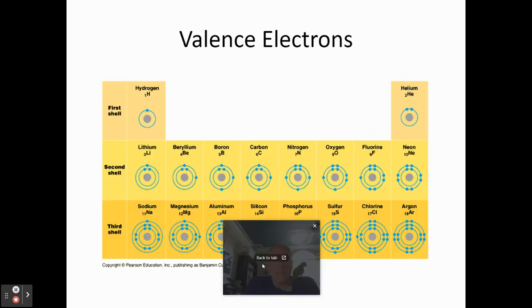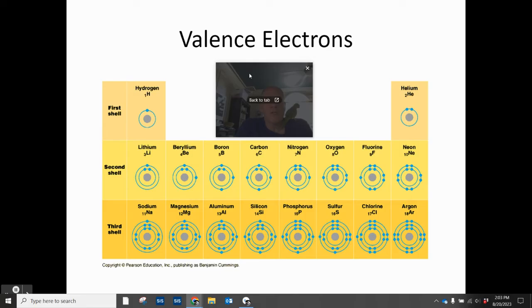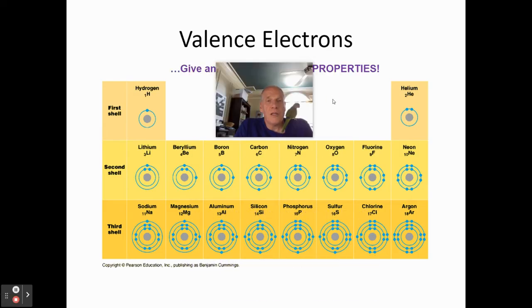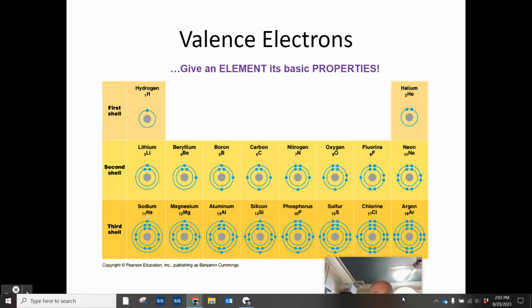And as I said before, it's these valence electrons that really play a role. They give a molecule its basic properties. And when we look at this, all of the elements in column 1 have one valence electron. All of the elements in column 8 have 8 valence electrons. You might know those as the noble gases. They're unreactive. They don't react with anything.